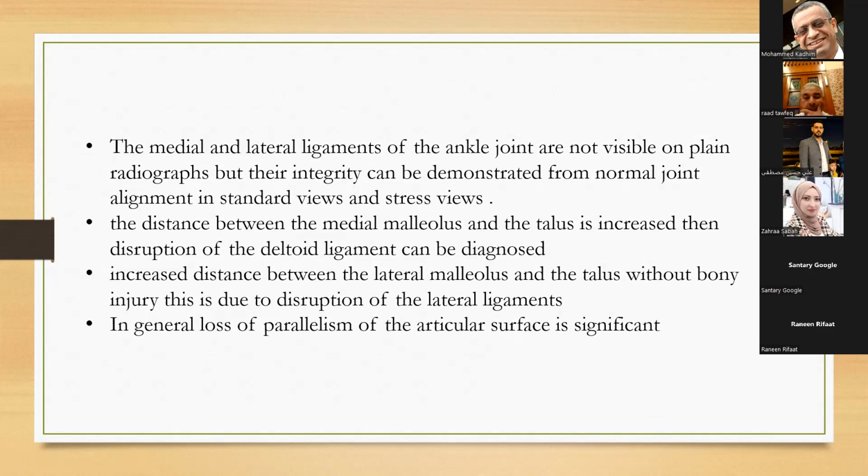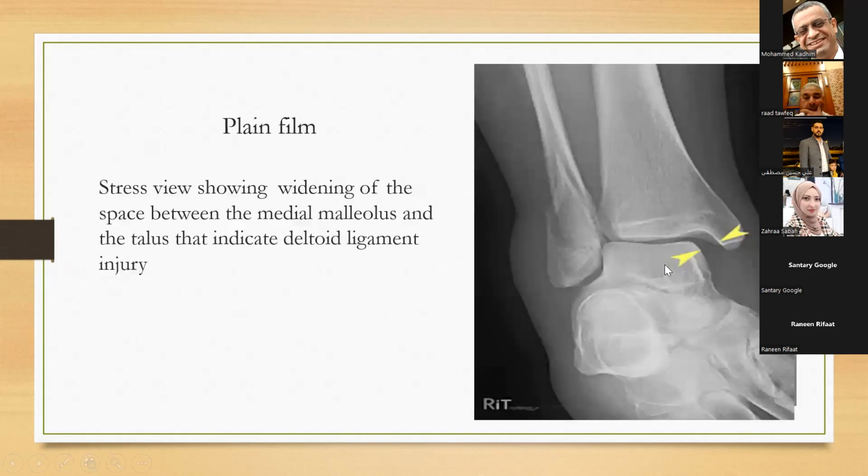If the distance between the lateral malleolus and the talus is increased without bony injury, this is due to disruption of the lateral ligament. In general, loss of parallelism of the articular surfaces is considered significant. This is a plain film stress view showing widening of the space between the medial malleolus and the talus, and it indicates a deltoid ligament injury.